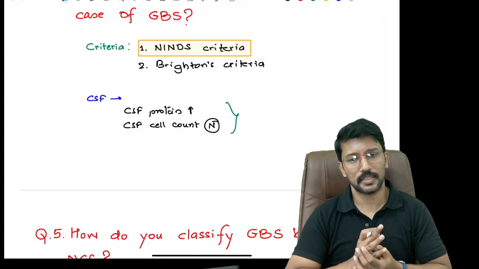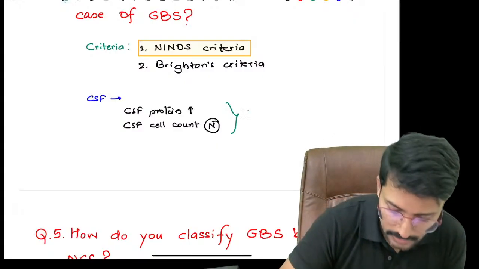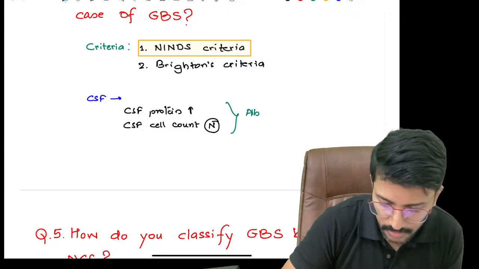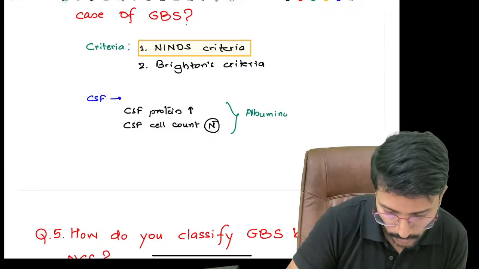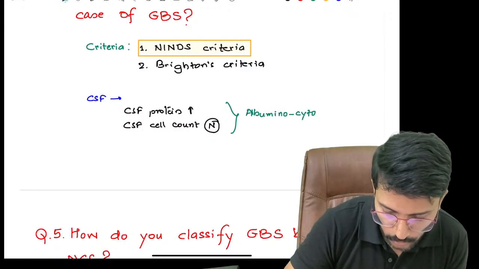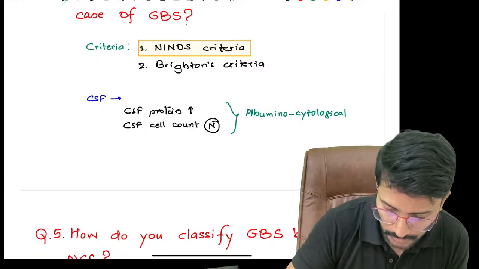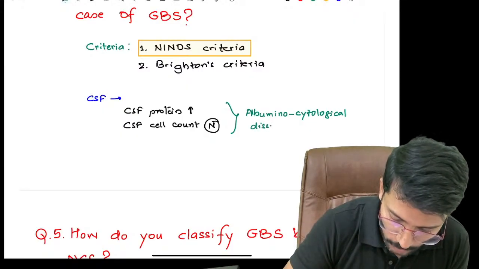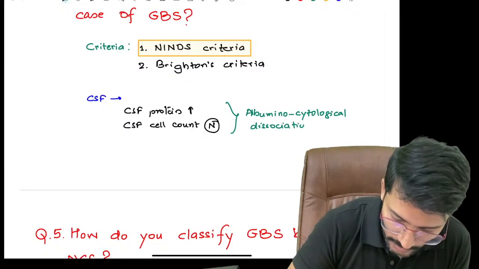So what do we call this condition? This condition is called albuminocytological dissociation. Albumin here is referring to protein. Albuminocytological dissociation. Why are we calling it that?